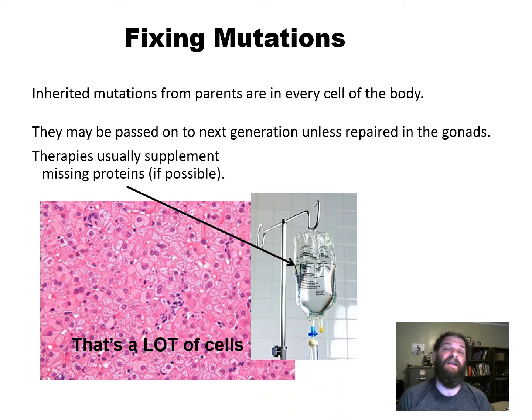If there is a gene mutation and we're missing a protein, maybe we can just address it by supplementing the protein that's missing, if that's even possible. Other than that, it can't be fixed yet.